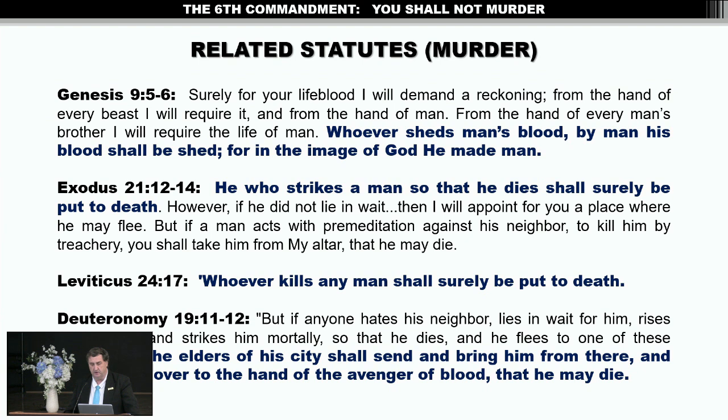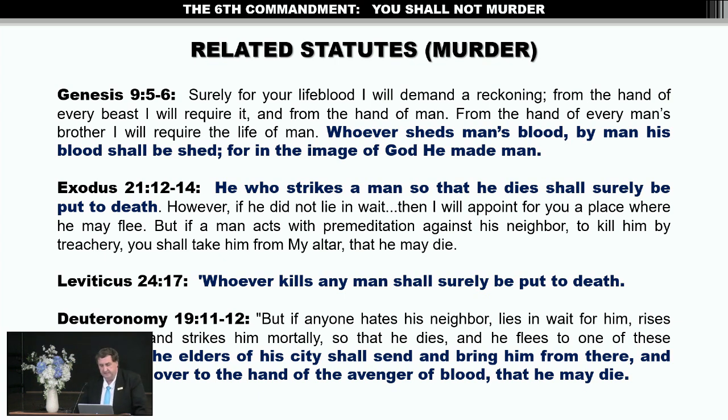However, if he did not lie in wait, then I will appoint for you a place where he may flee. But if a man acts with premeditation against his neighbour to kill him by treachery, you shall take him from my altar that he may die." So we see here a distinction between murder and manslaughter in regards to the penalty. Now for death, it was death for a murder. For manslaughter, it was having to live in a city of refuge.